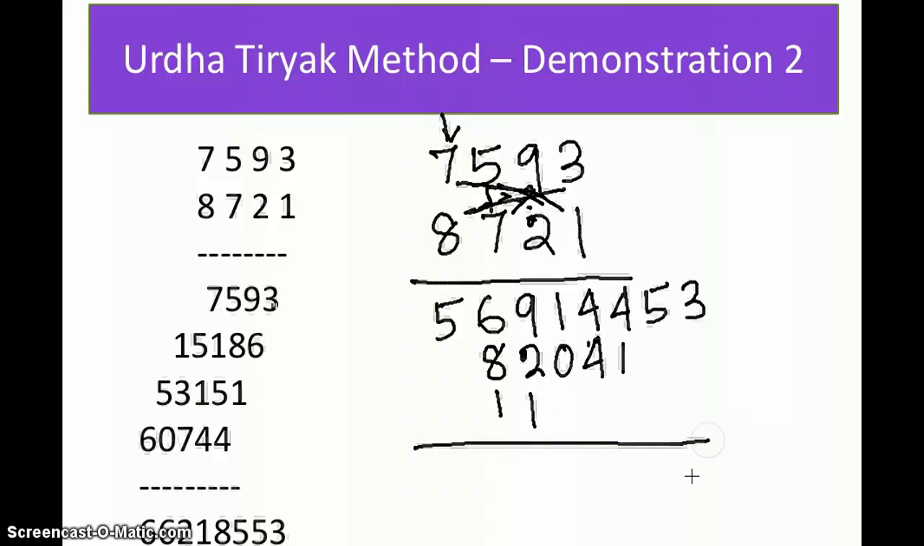Now if I add all these numbers, I get 3, 5, this is again 5, this is 8, this is 1, this is 9 plus 1, 11 plus 1, 12, 2 and 1 carried, 6 plus 8 plus 6, 14 plus 1 plus 5, 16, 6 and 1 carried, 5 plus 1, 6. So the answer is 6621 8553.